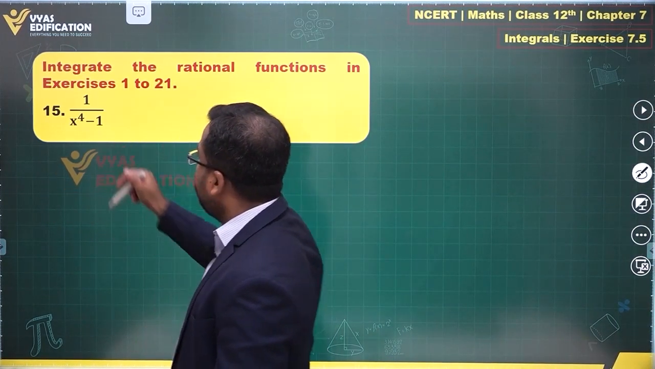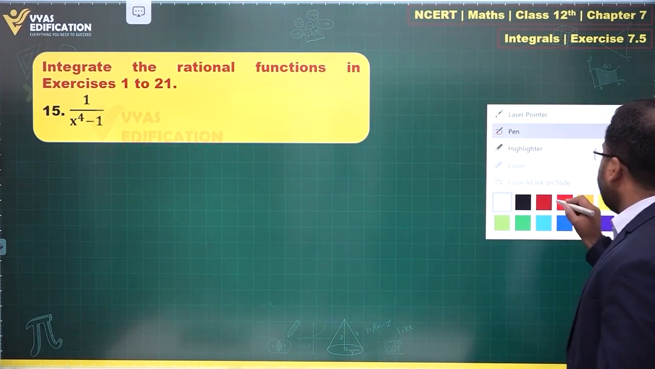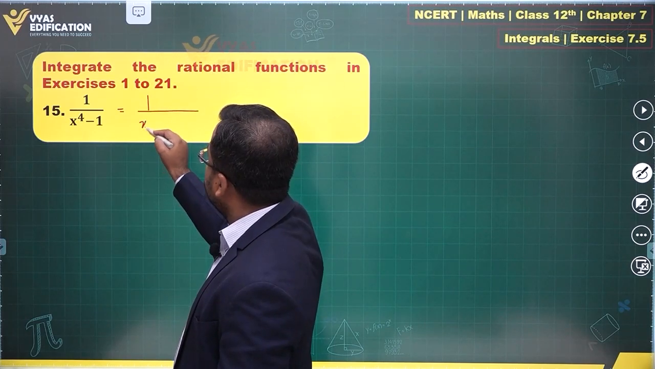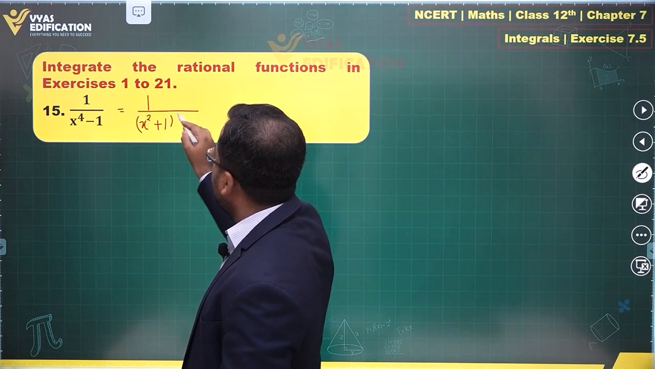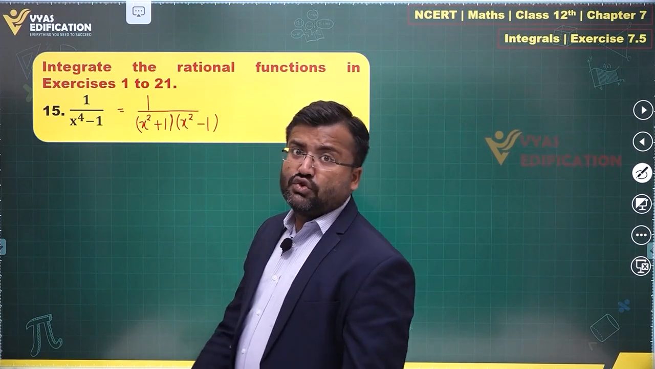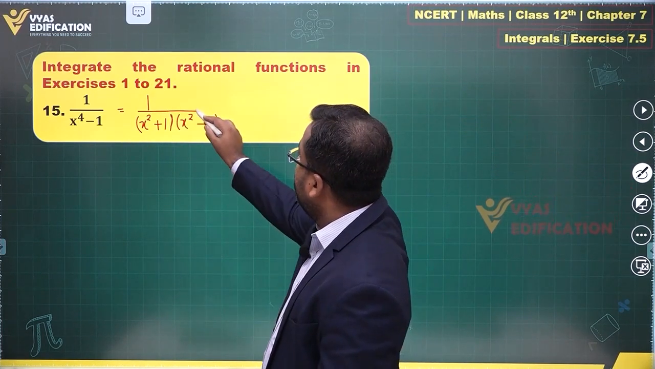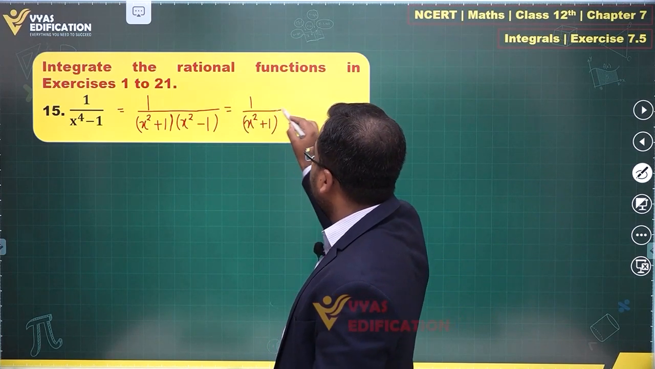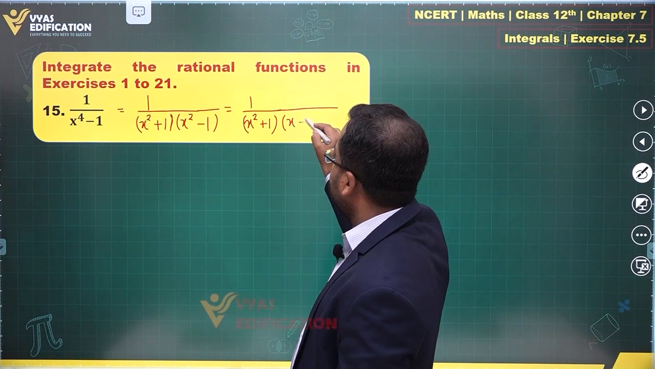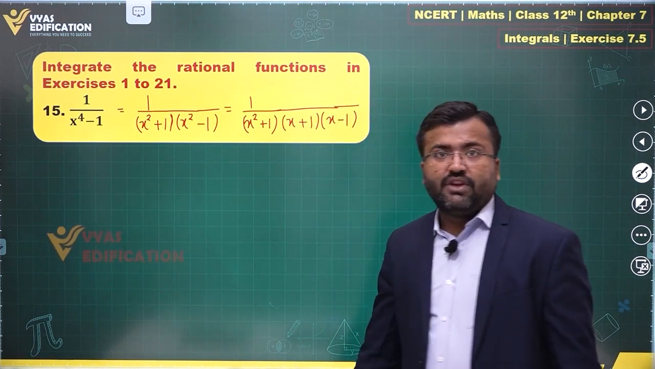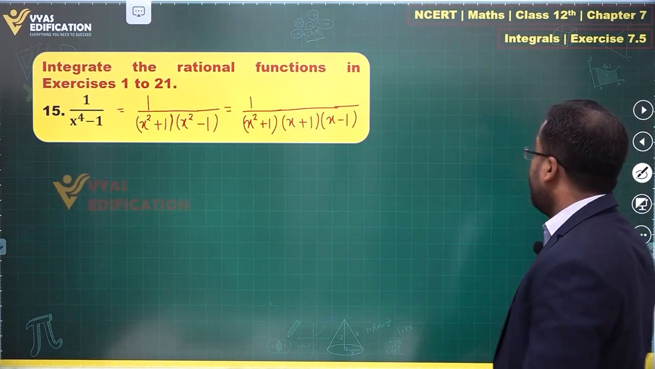This x power 4 minus 1 can be factorized as x square plus 1 times x square minus 1, since x power 4 is nothing but square of x square, right? And this x square plus 1 cannot be factorized further. But this x square minus 1 can be written as x plus 1 times x minus 1. Right? This is what you can follow. Is that okay? Yes. That looks simple.